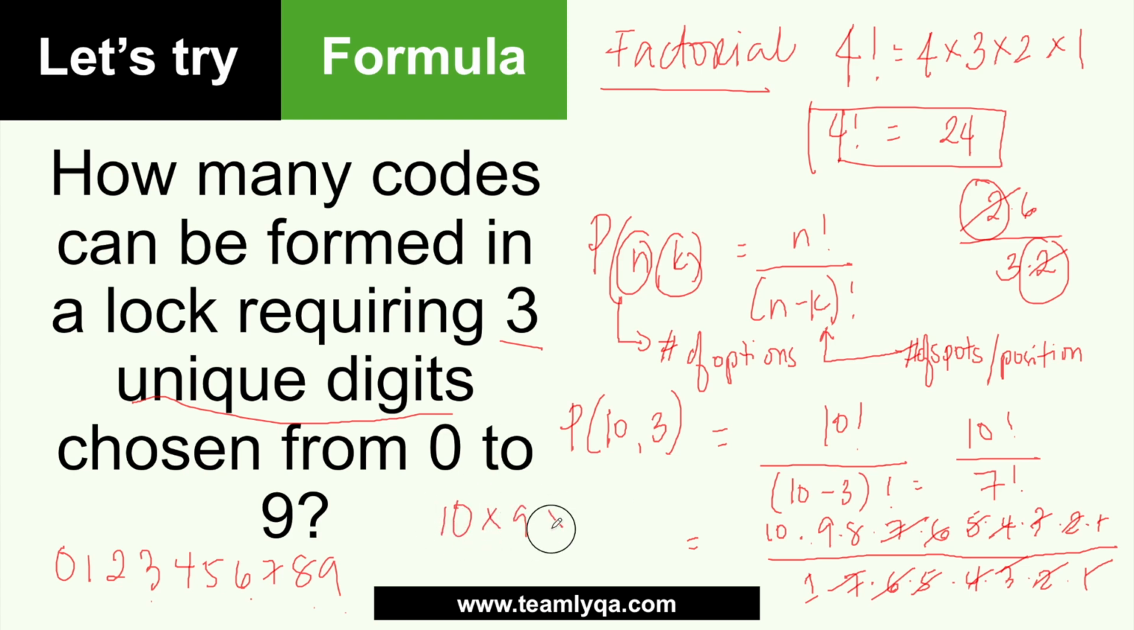So, the correct answer will be 10 times 9 times 8. Okay, so 8 times 9 is 72. Tapos times 10, lalagyan mo ng isang 0. So, in this case, the answer will be 720. That is with you using the formula method.